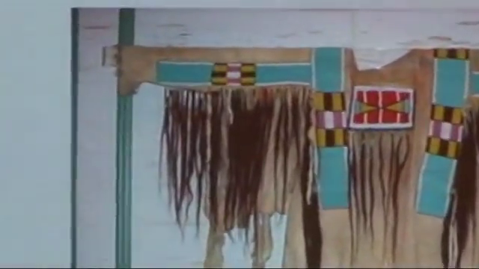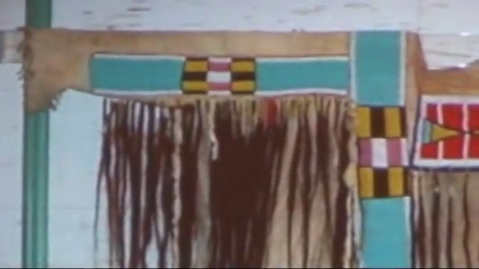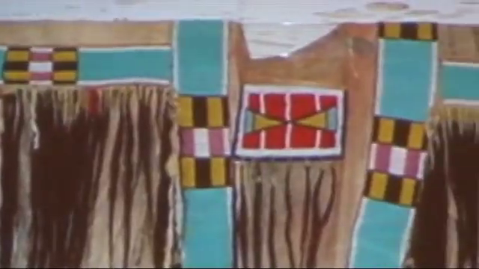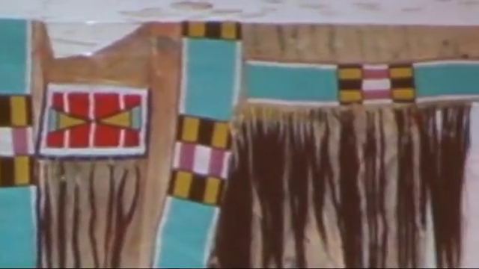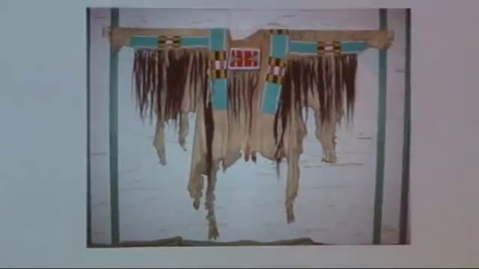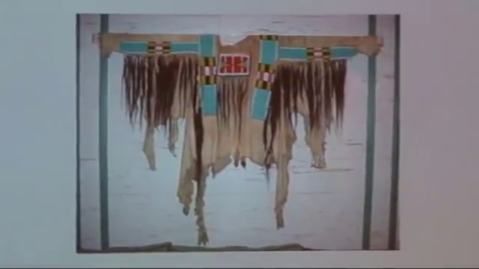But it's a great example of an early historic shirt, not so early, I should say. Some of these go back to around 1800. This one dates about 1865, I believe. It's a pre-reservation shirt, possibly from the Crow in Montana, but maybe from the Plateau peoples, where there was a lot of cultural interaction and trade back and forth.